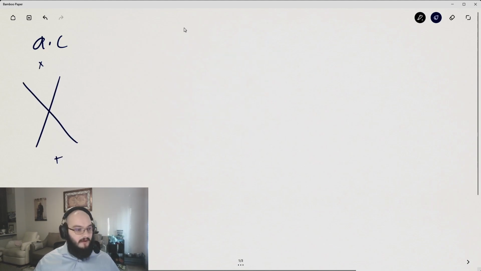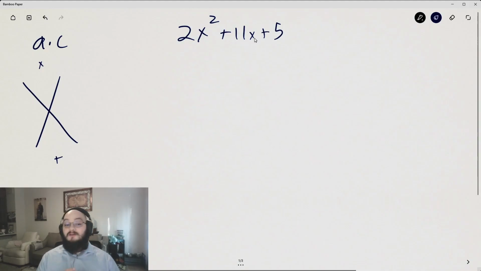Example 2. We have 2x squared plus 11x plus 5. So just like the previous one, the first thing we're going to do is multiply a times c, and we're going to get 10. So we need two numbers that multiply to 10 and add together to make 11. That's our b term. Two numbers that multiply to 10, add to make 11. What about 1 and 10?